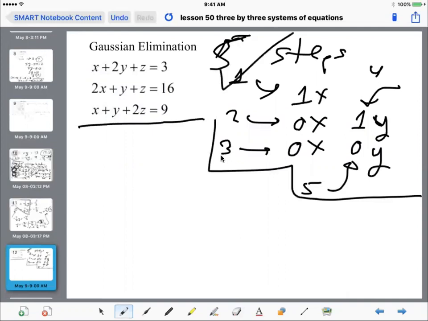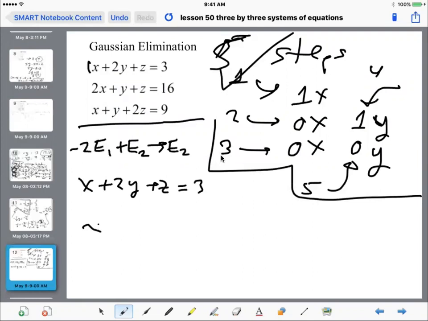Step 1's already done because that x is already a 1x. But if it wasn't, if it was a 3, I would have to multiply the whole equation by 1/3. Step 2, I'm going to take -2 times equation 1, add it to equation 2, and replace equation 2 with that new answer. So only one row changes each time you do one of these operations.